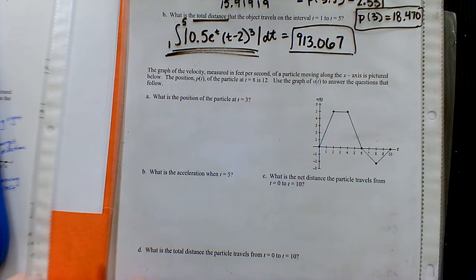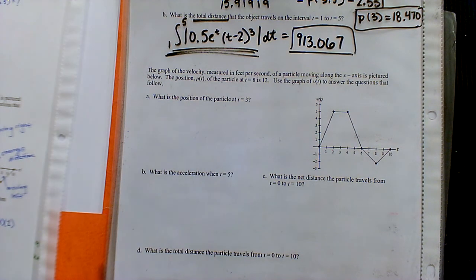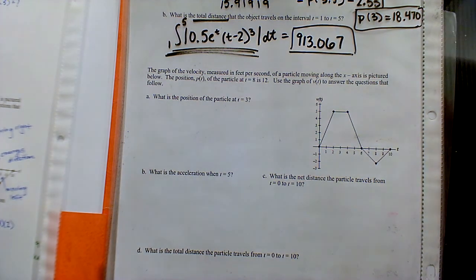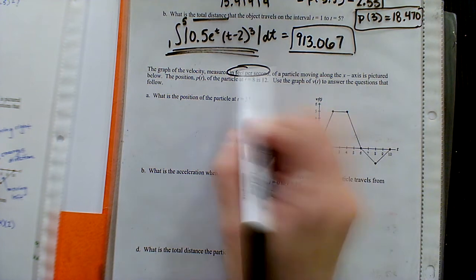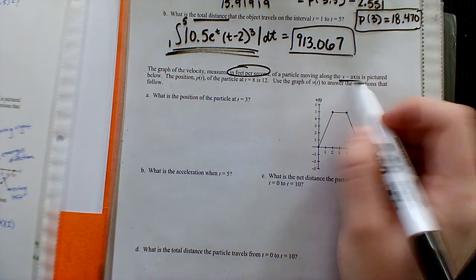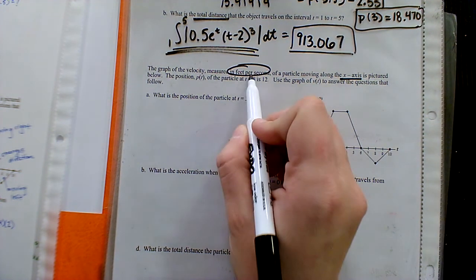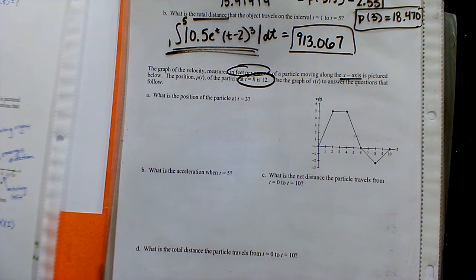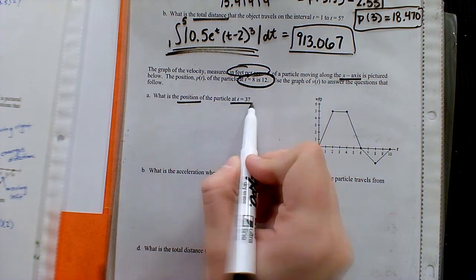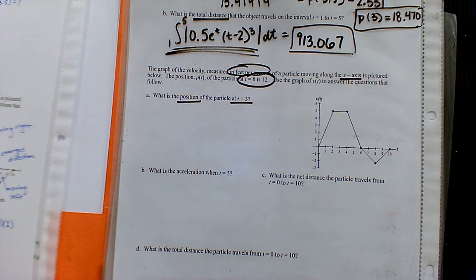This time we'll take a graphical approach, not so much calculator involved. The graph of velocity, they give us units, feet per second. We're traveling along an x-axis. The position of a particle at 8 is 12. Use the graph to answer the following questions. What is the position of the particle at time 3?